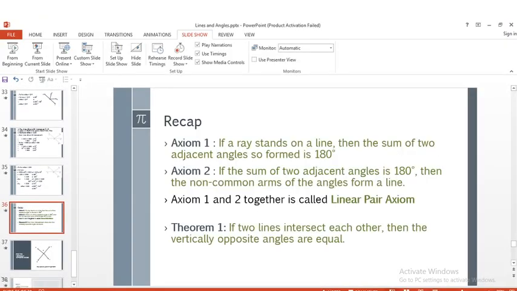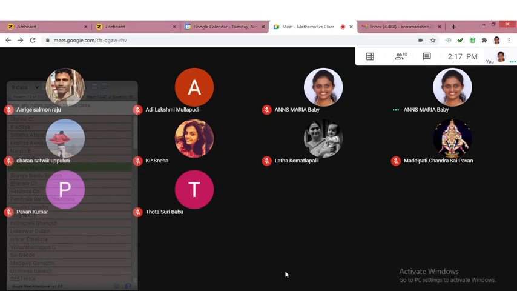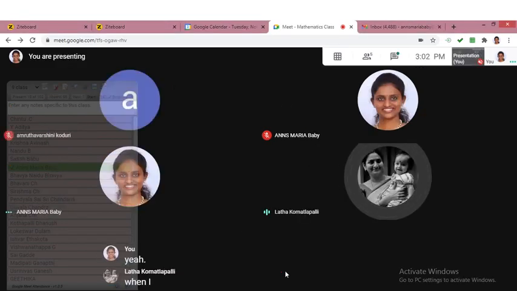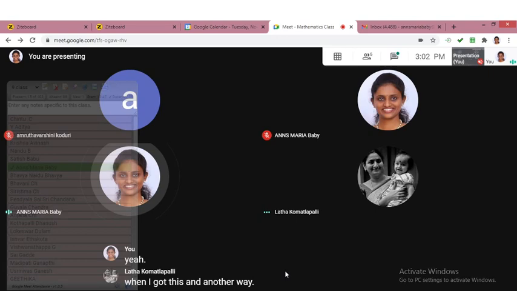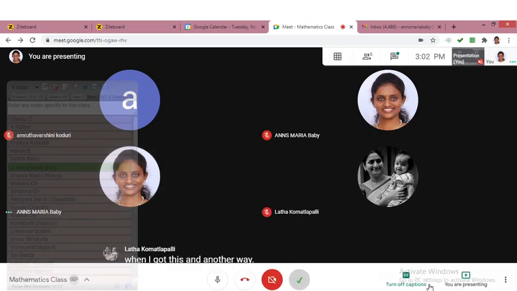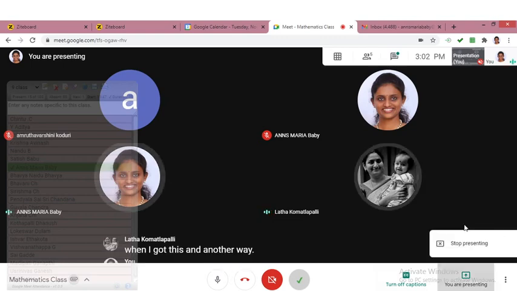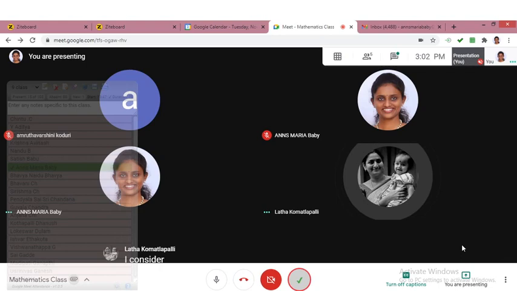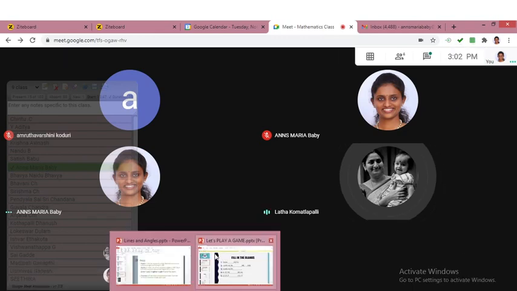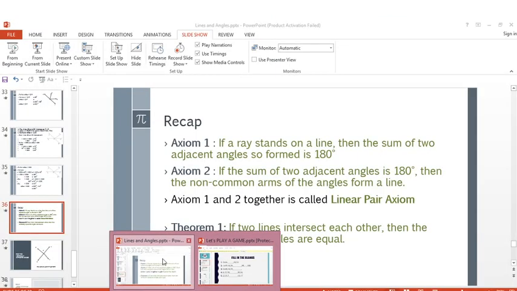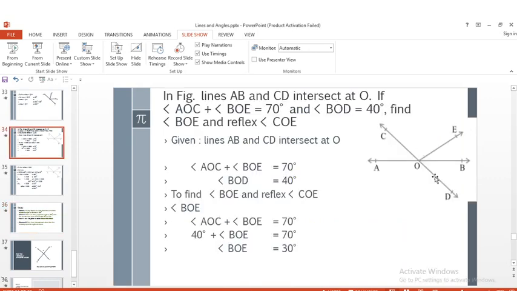Ma'am, actually I got this in another way. Okay, which way? Tell me. Consider the COD, ma'am. The adjacent angles were COD. Yes, you considered that line and then you found it out.